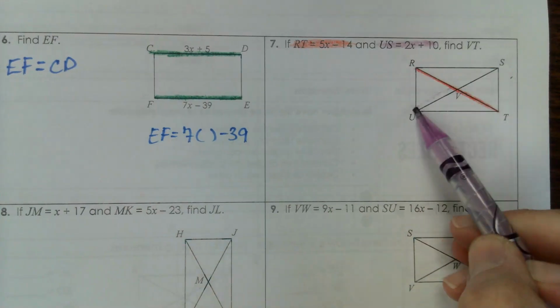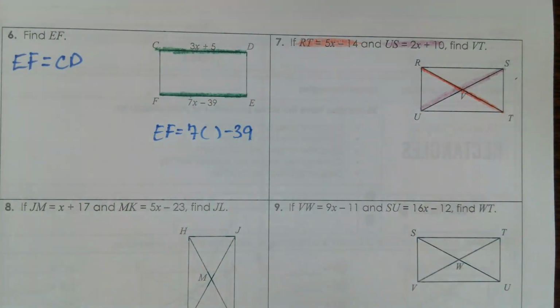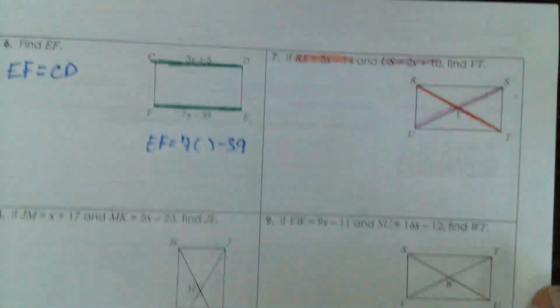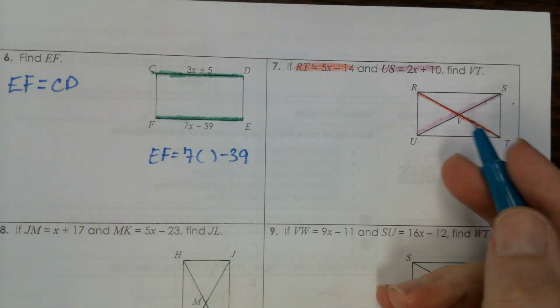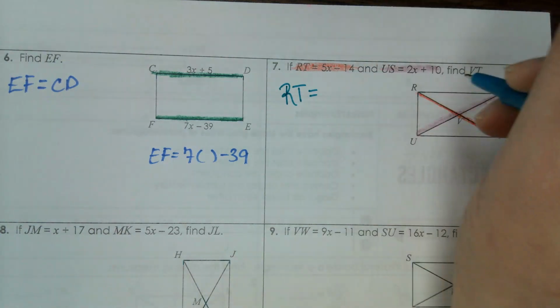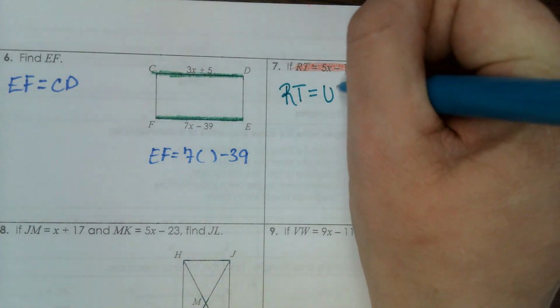US is that expression. Well, we know by looking at our properties, I'm going to flip this back over, our diagonals are congruent, meaning in value, they would be equal to each other. So again, I'm going to say RT is equal to, ooh, that was wrong. Oh yeah, no, RT is equal to US.